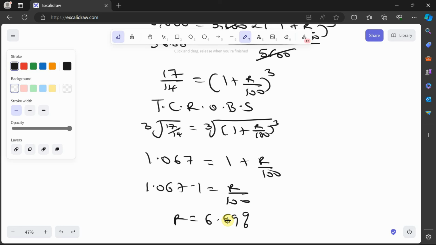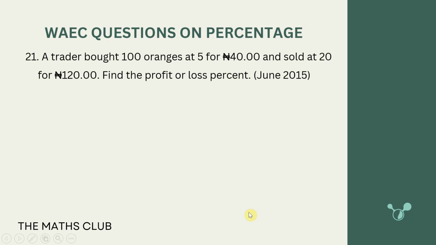Next question says that a trader bought 100 oranges at 5 for 40 naira and sold at 20 for 120 naira. Find the profit or loss percent. I want you to pause the video and try this out yourself. Welcome back. Let's solve it together.